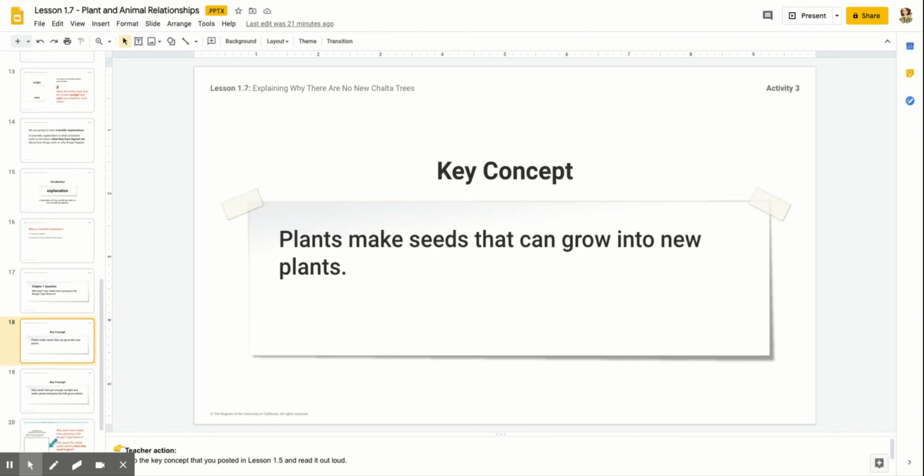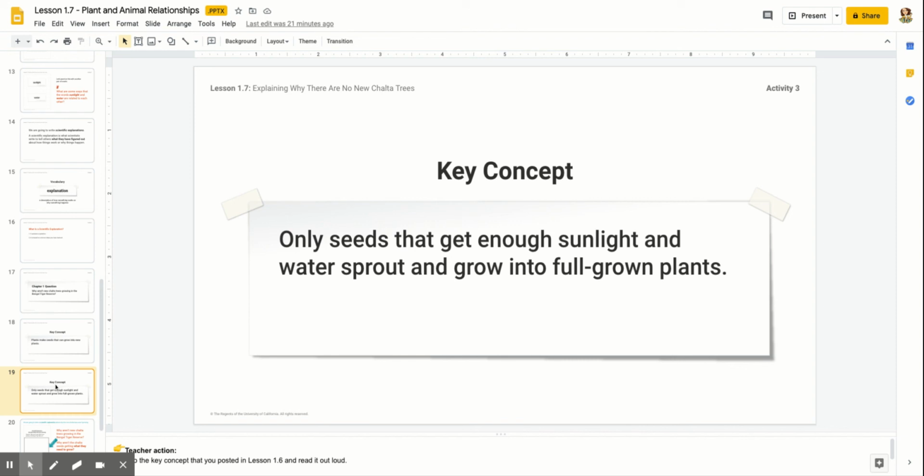So we came up with this one idea from our last lesson, that plants make seeds that can grow into new plants. And so from that idea, we learned that only seeds that get enough sunlight and water sprout and grow into full grown plants, because we did the observation of looking at the seed samples that did not get enough sunlight. And then we looked at samples that did get enough sunlight and they sprouted and grew. And then we looked at two other samples that didn't get enough water, and one that didn't get any water, it didn't grow. And this second sample that got some water, it grew and sprouted into small plants.